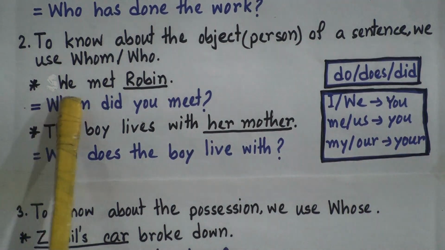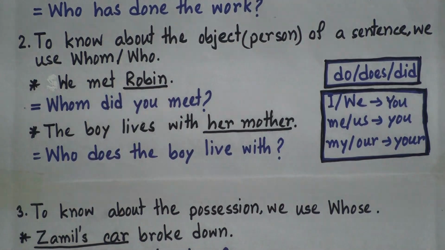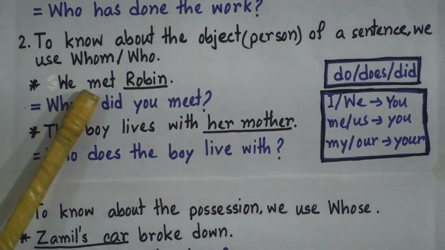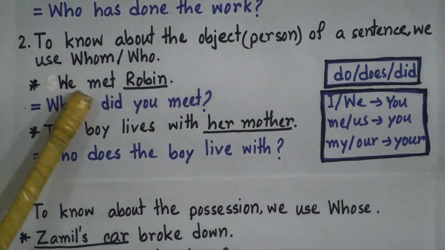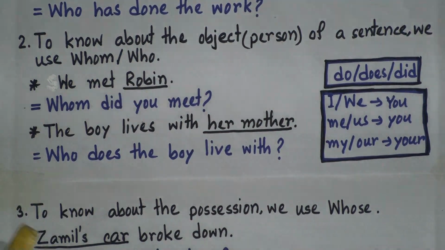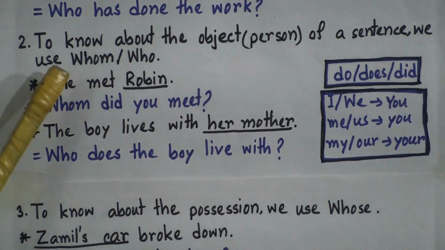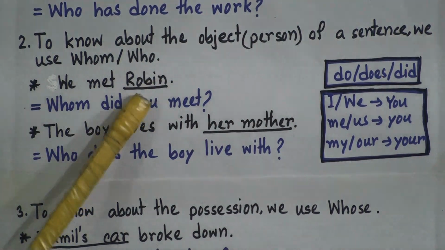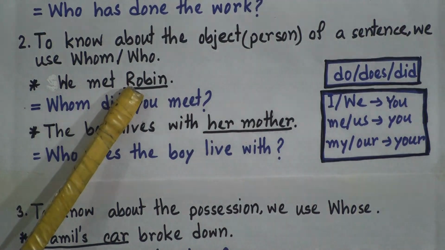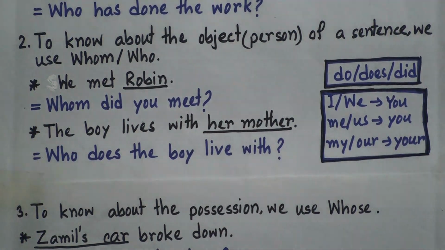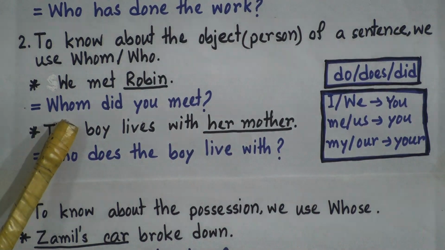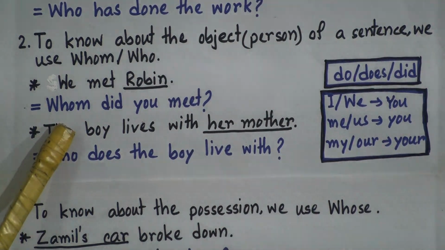Now look, we met Robin. And in this sentence, now look at this verb met. After subject there is the past form of the verb. Met is the past form of the verb meet. So this is past tense, that means simple past tense or past indefinite tense. So now we will start. We want to know about Robin, and Robin here is the object of this sentence. So we will start our sentence with whom or with who. We can also start with who.